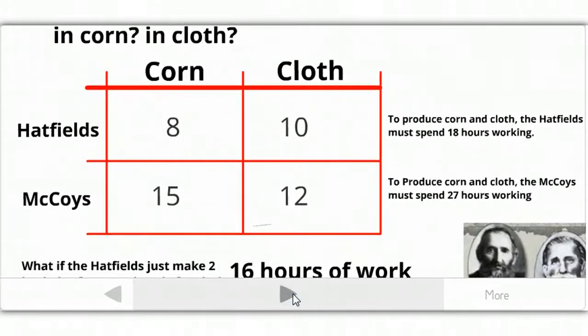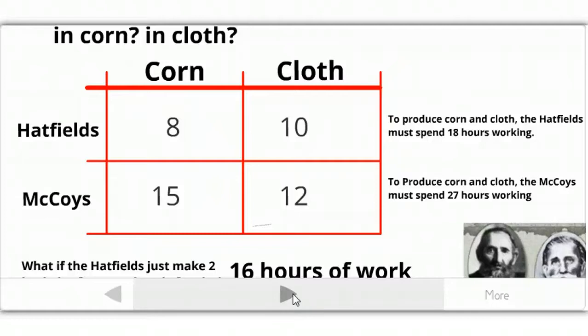Well, let's see if this is true. To produce corn and cloth, the Hatfields must spend a total of 18 hours working, 8 hours for corn and 10 hours for cloth. To produce corn and cloth, the McCoys must spend 27 hours working, 15 hours spent making their bushel of corn and 12 hours making their yard of cloth.